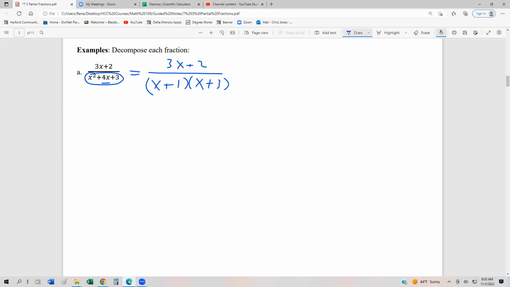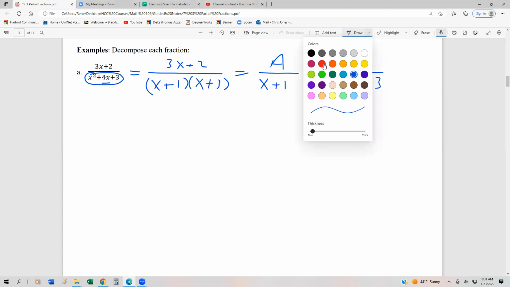So this is going to be equal to A over (x + 1) plus B over (x + 3), since we have distinct linear factors. Now our goal is to solve for A and B. Here's how we're going to do that.